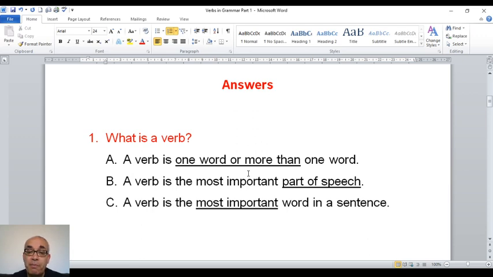A verb is the most important word in a sentence. So, again, sometimes we say a verb is a content word. It means it's a very important word in a sentence. So, I underlined the meaning of a verb for you. A verb is one word or more than one word. A verb is part of speech. A verb is the most important word. So you need to remember all this when you use verbs in your speaking or writing.